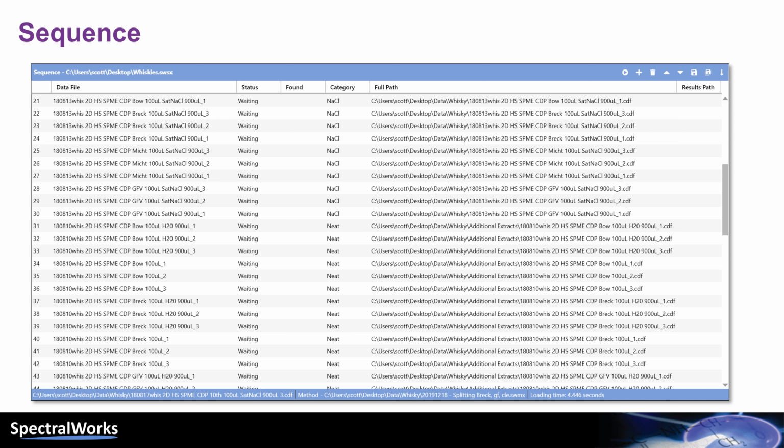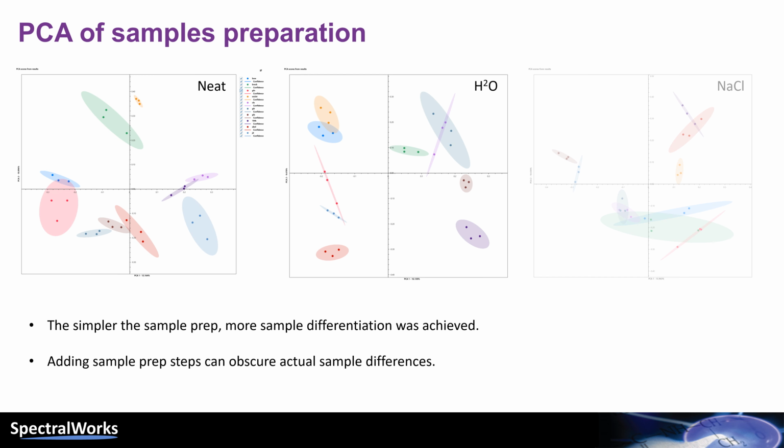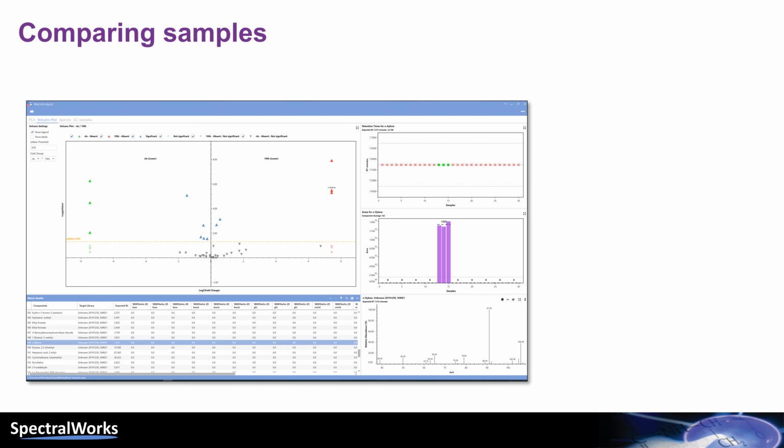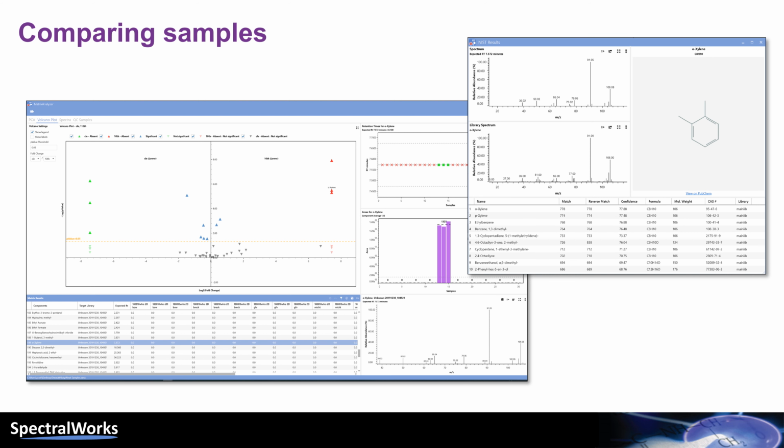To objectively look at our whisky samples, we can easily create a sequence, specify the category information, and then click on the Process button. Looking at the PCA score plots for the 3 different sample preparation methods, the neat whisky showed the least amount of overlap between the different whisky brands. Again, we can return to the Volcano plot to compare 2 of the sample categories and interact with the data. Here, we show how the user can library search that component spectrum.